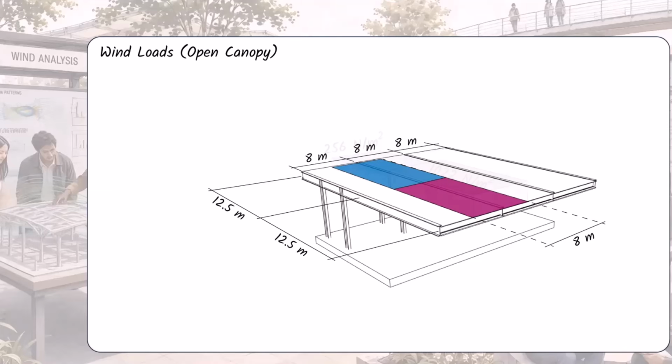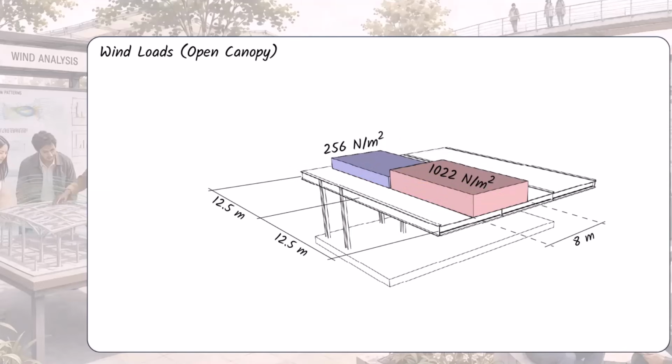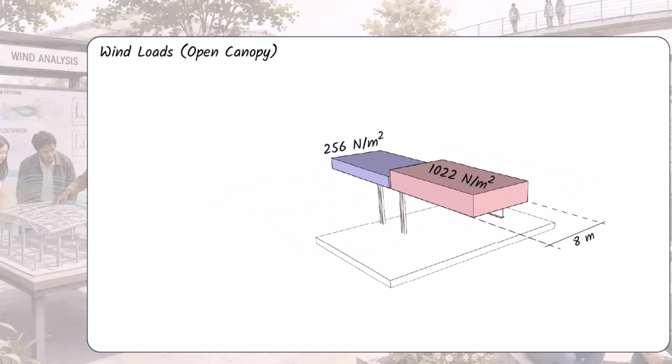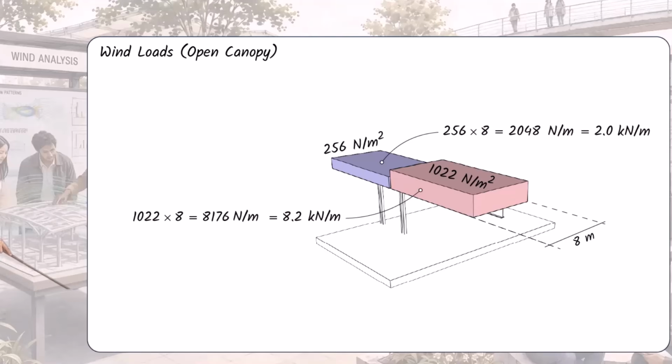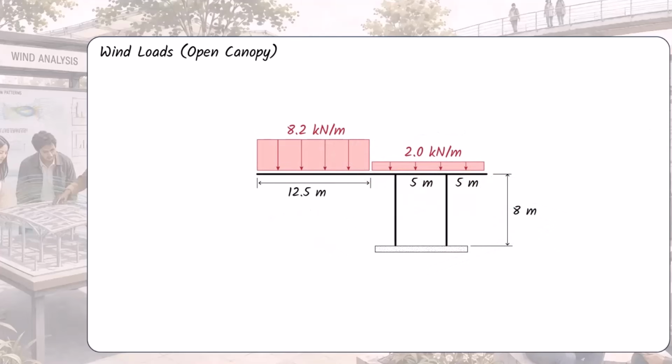The pressure acting over the tributary area of this frame is transferred directly to the frame. To convert the roof pressure into a distributed line load, we multiply the pressure by the 8-meter tributary width. On the windward side, this gives us 8,176 newtons per meter, or approximately 8.2 kilonewtons per meter. On the leeward side, we get 2,048 newtons per meter, or approximately 2 kilonewtons per meter. Here is a two-dimensional view of the frame showing these distributed loads and the relevant dimensions.